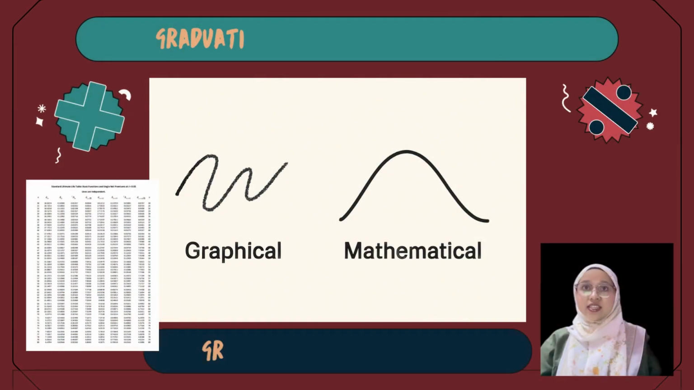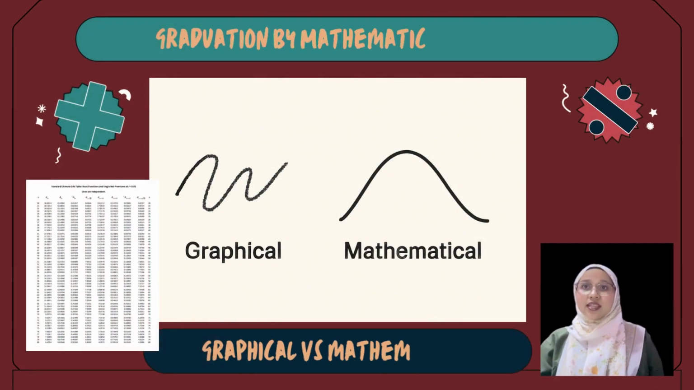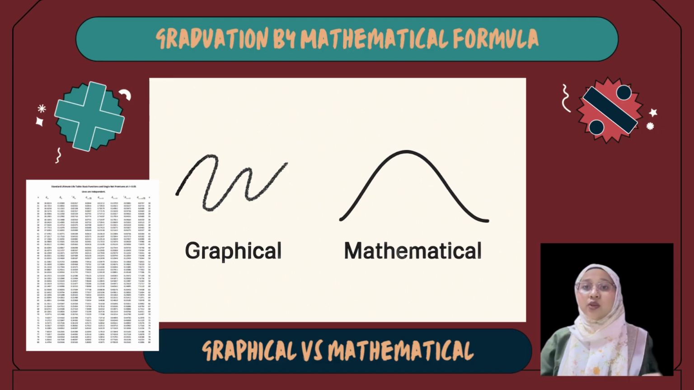Now, I'll be covering graduation by mathematical formulas. This is the preferred method when we are dealing with large data sets, like the standard life table. Unlike the graphical methods where we drew the curves by hand, here we use parametric equations. This guarantees that the curve is smooth, so our main challenge is just to find the right formula that adheres closely to the data set.